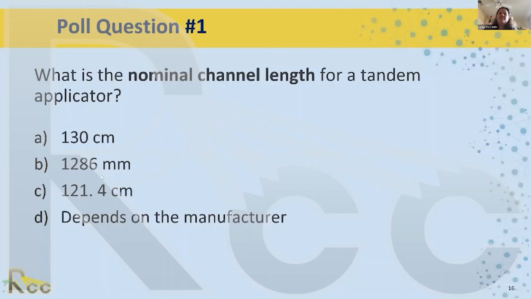Okay, we have a poll question here. What is the nominal channel length for a tandem applicator? 130 centimeters, 1286 millimeters, 121.4 centimeters, or it depends on the manufacturer.